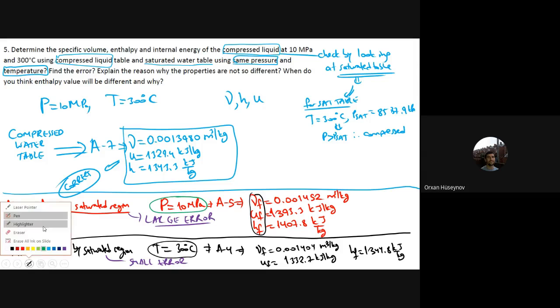So in the first case I kept the pressure constant, P constant, but T changed, therefore there was a large error. But in the second case, I have kept T constant, but P changed, therefore I had the small error here.